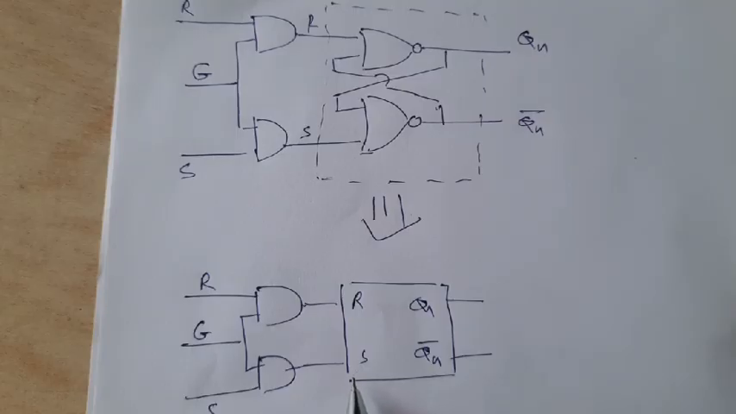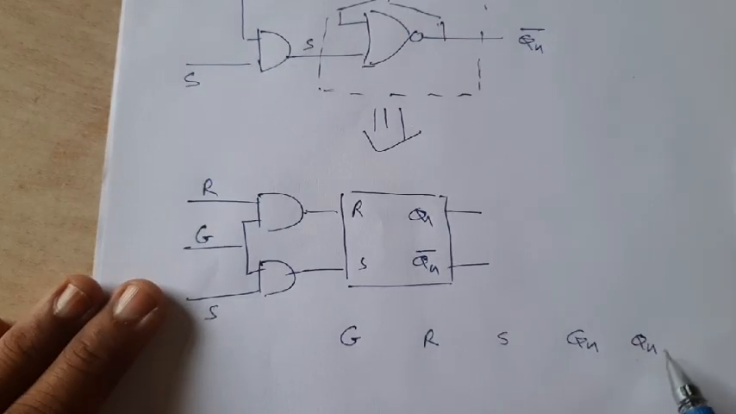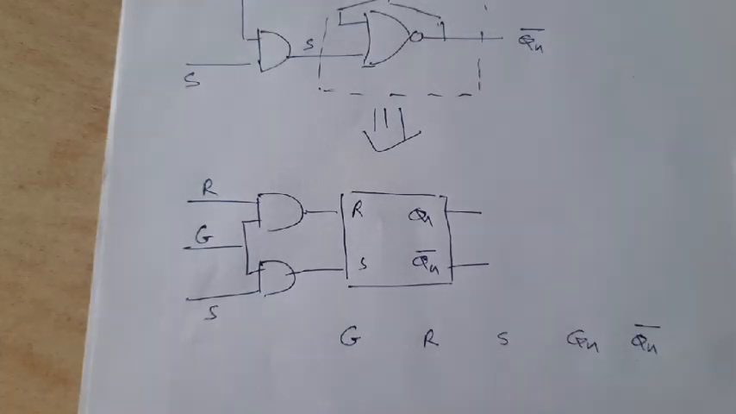Now can you test what is the role of the gate? Prepare a table: Gate, R, S, Qn and Qn bar. Now let it be homework for you right now.